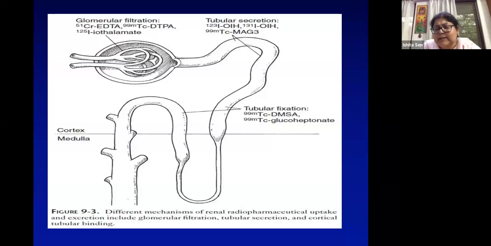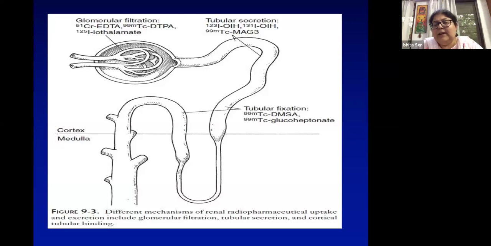Now, of all the agents, the pure glomerular agent is iodine iothalamate. And this was the reason you could actually get the true glomerular function. With all the other agents, including DTPA, there is some degree of tubular secretion as well. However, closest to an absolute glomerular agent which we can use today is DTPA. Iodine iothalamate, you could not image the patients. You could only count the patients.